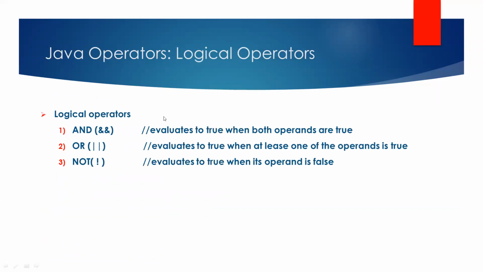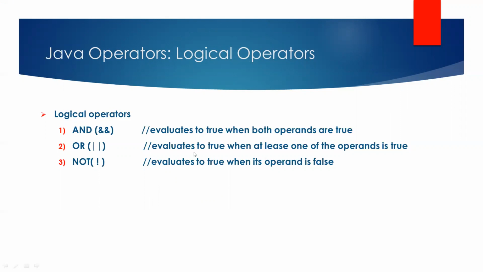Logical and, logical or, and logical not. How do we use it? So it also returns true and false. Logical and evaluates to true when both operands are true. Means if you have more than one expression and you join those expressions with logical and, if both expressions give you the result true, then it will be true. Otherwise, in every case, it is false.